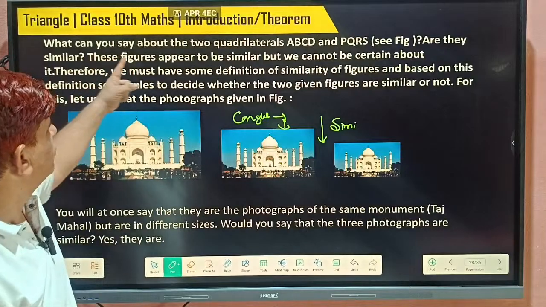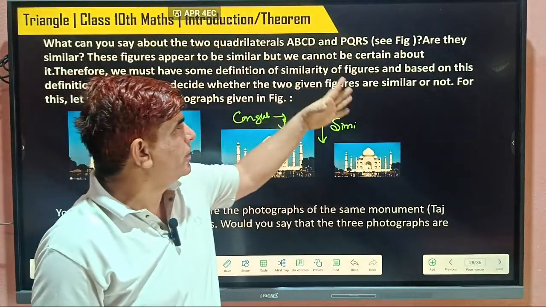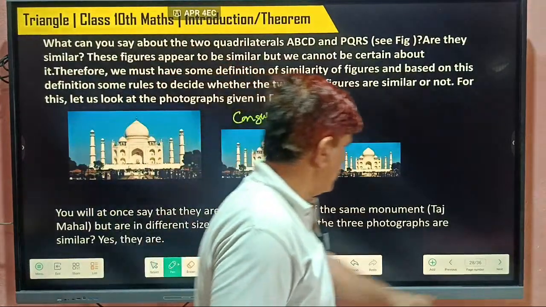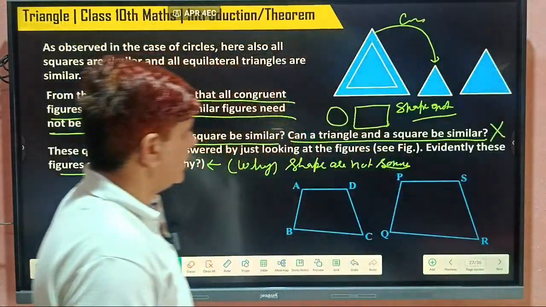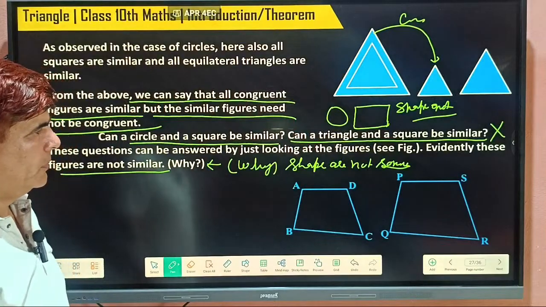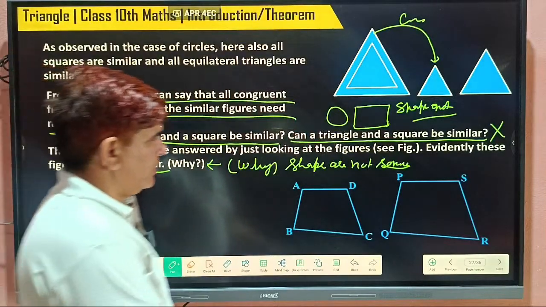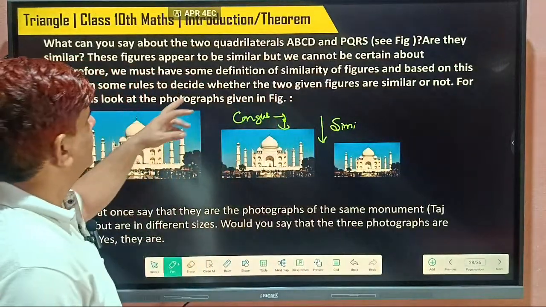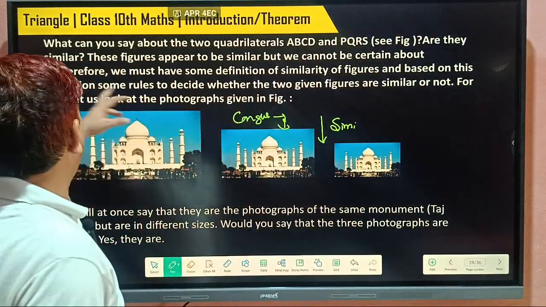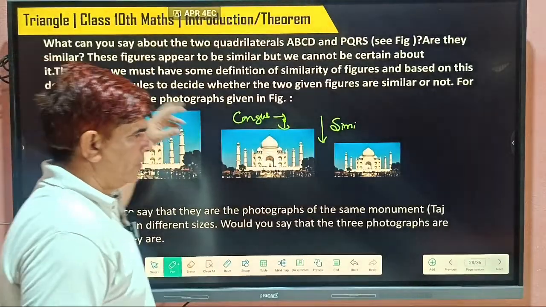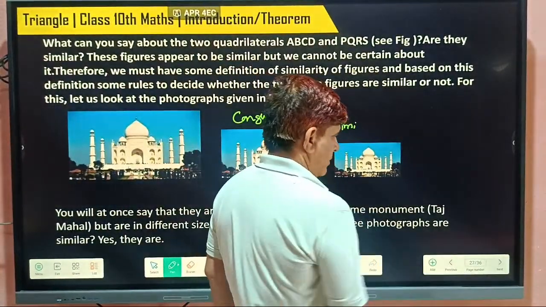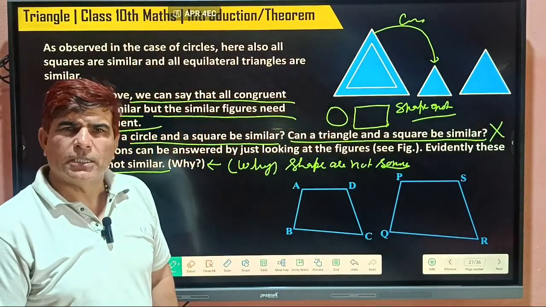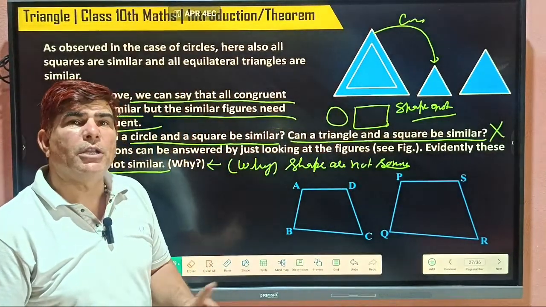So, what can you say about the two quadrilaterals ABCD and PQRS? See the figure, are they similar? In the previous page this was given. So are they similar? But we cannot be certain about it. Their shape is the same. So it may or may not be similar.